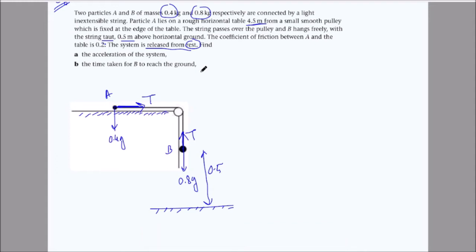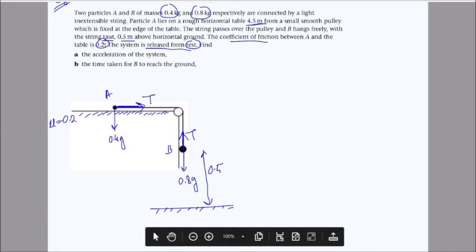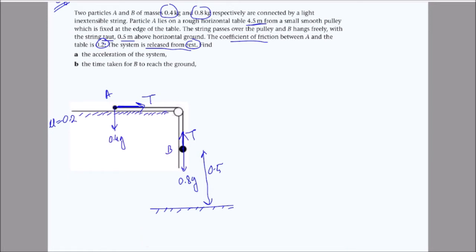The coefficient of friction is already mentioned as 0.2. It means the value of mu is given: mu is 0.2. So I will consider the direction of motion as positive and then write the equations here. Let me start with particle B. For particle B, I will take downward as positive.